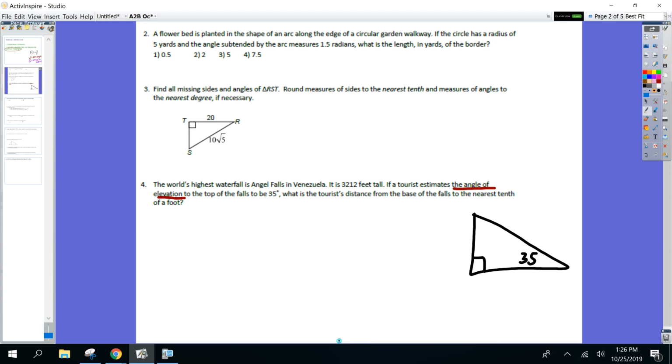And where do I put the 3,212 feet tall? 3,212. What is the distance from the base? I don't even have to read anymore. Base. The bottom. Okay. What are you going to pull out on Monday if we have something like this? Pythag? Nope. Is it a special triangle? Nope. So then I'm down to, correct, SOHCAHTOA.